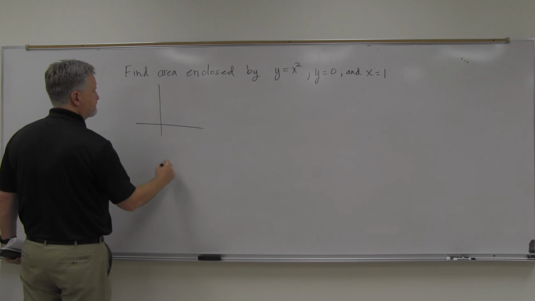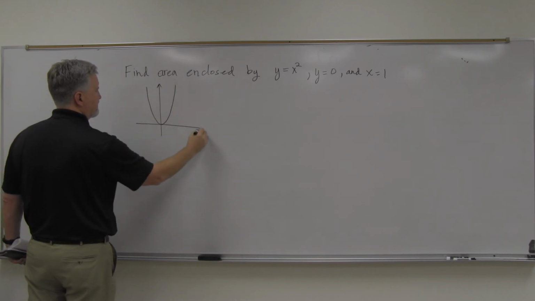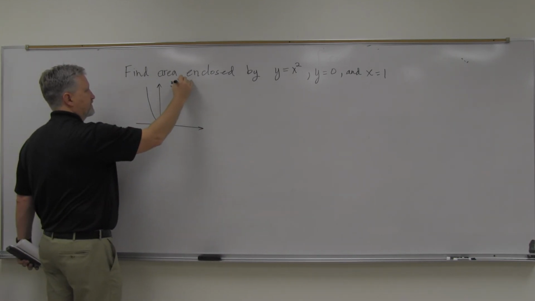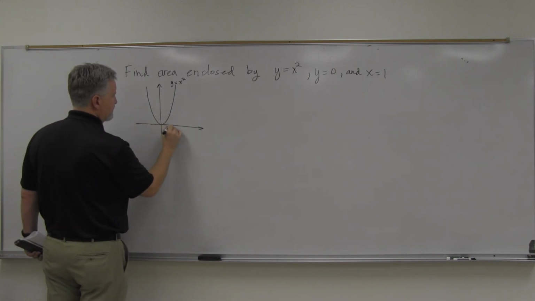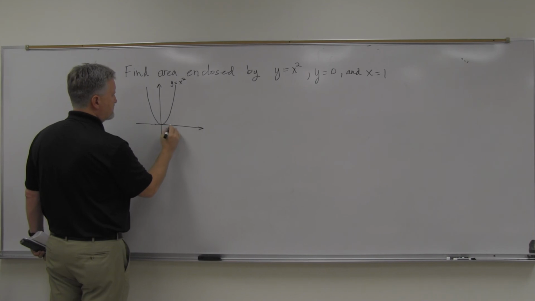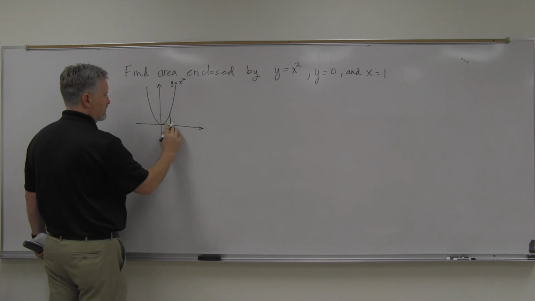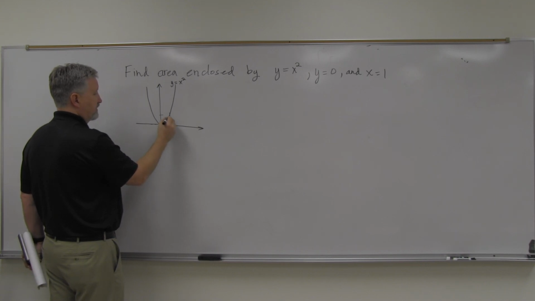There's our graph. Let's draw the graph to kind of get the feel for this problem. So y equals x squared is our little parabola there. Y equals 0, that's the x-axis. And then x equals 1. I'll scale it a little bigger. It's a vertical line through 1. And so find the area enclosed by all 3 of those. We're talking about this little piece right here.